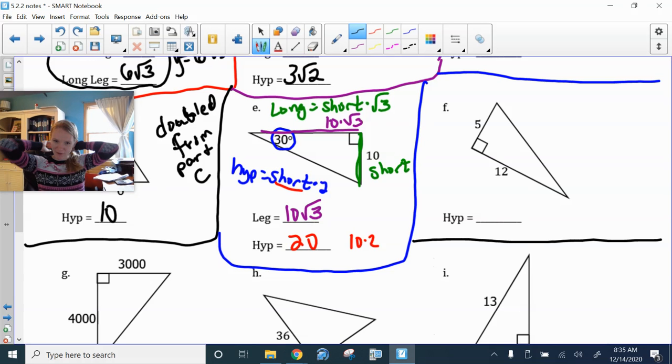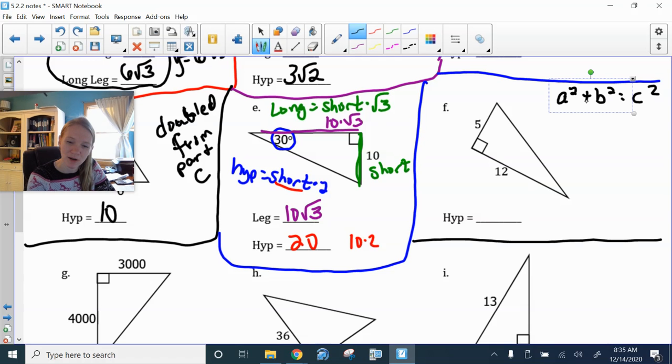All right, part F, we have a 5 and a 12. It doesn't say that there's a 30-degree angle or a 45-degree angle or a 60-degree angle. It doesn't give us any measures. So we can't use our shortcut because we don't have enough information. But we could do our Pythagorean theorem again. We could do our a squared plus b squared equals c squared. Remember, the hypotenuse is always the c value, the one that goes by itself.